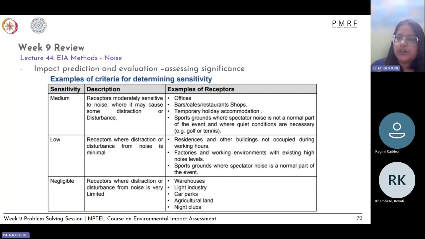So again, different kinds of receptors have different sensitivity to noise. Negligible sensitivity could be like your car parks, nightclubs, agricultural land, where a larger noise coming out of your construction site will not affect the people or building types which are adjacent to you. But if it's something like a hospital or a school, it will lead to complaints and sensitive issues when the construction begins. Okay.